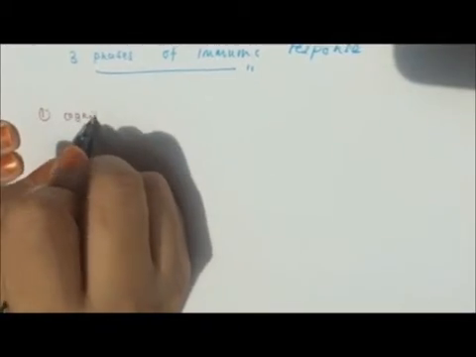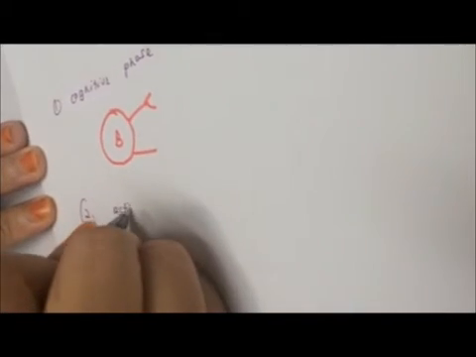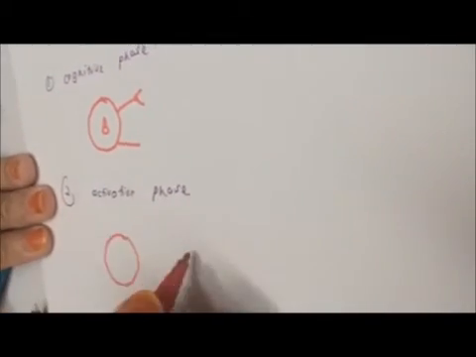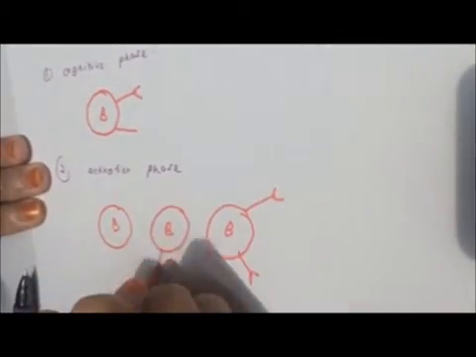Phases of immune response. Number 1, cognitive phase. The antigen encounters a cell bearing a receptor that fits the antigen. Number 2, activation phase. The cell is activated and proliferates, so more and more of the same clone of cells are produced.